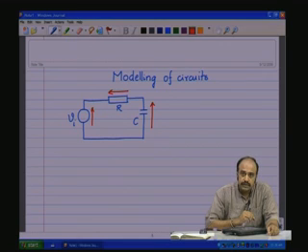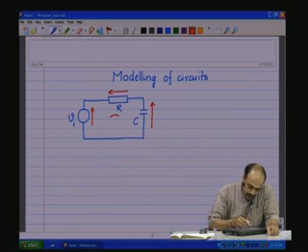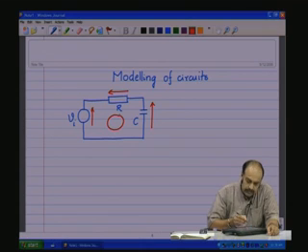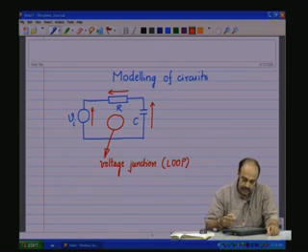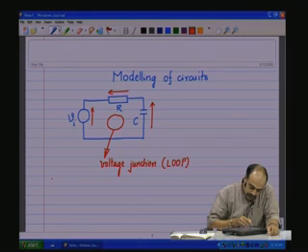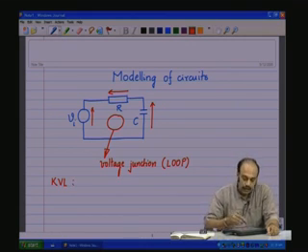So, by the Kirchoff's voltage law, because this is a junction, and what junction is it? This is a voltage junction, or a loop. And what does Kirchoff's voltage law state? The Kirchoff's voltage law, or the KVL, states that the algebraic sum of all the voltages in this loop must be 0.